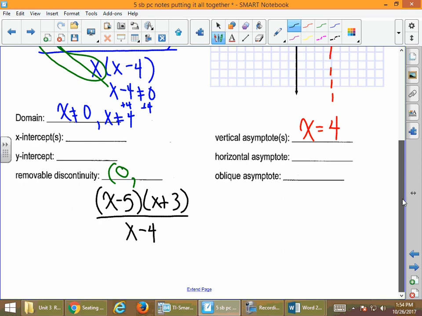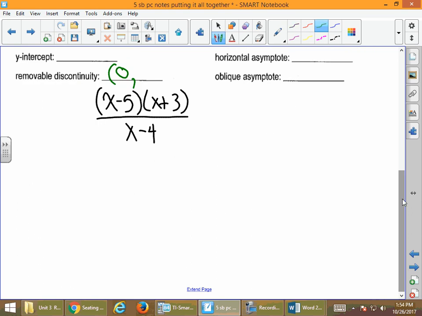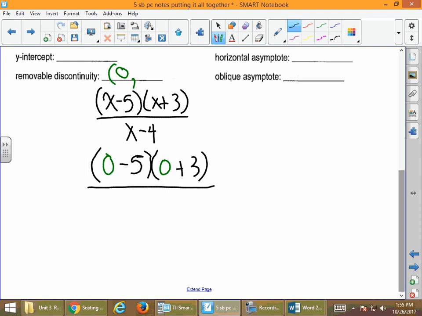And we're going to put 0 back into every x in that function. So it's going to be 0 minus 5 times 0 plus 3, divided by 0 minus 4. And we end up with 0 minus 5 is negative 5, 0 plus 3 is 3, and 0 minus 4 is negative 4.